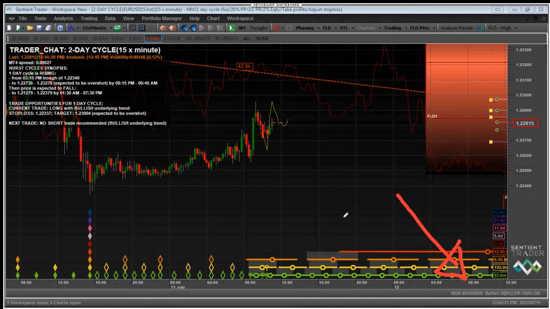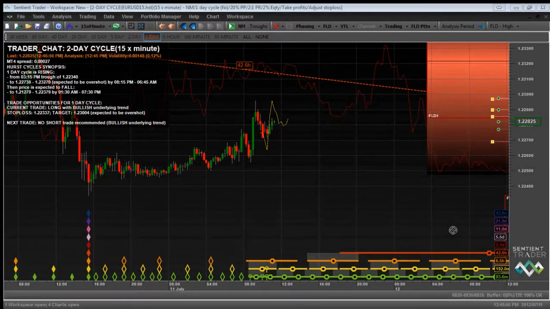If I was on the beach, and believe me, I'm tempted to be, it's getting very hot here in Italy, I would have received that alert to my iPhone, or whatever mobile device I had with me, smartphone or otherwise, and I would have known, oh, okay, price has broken that level.